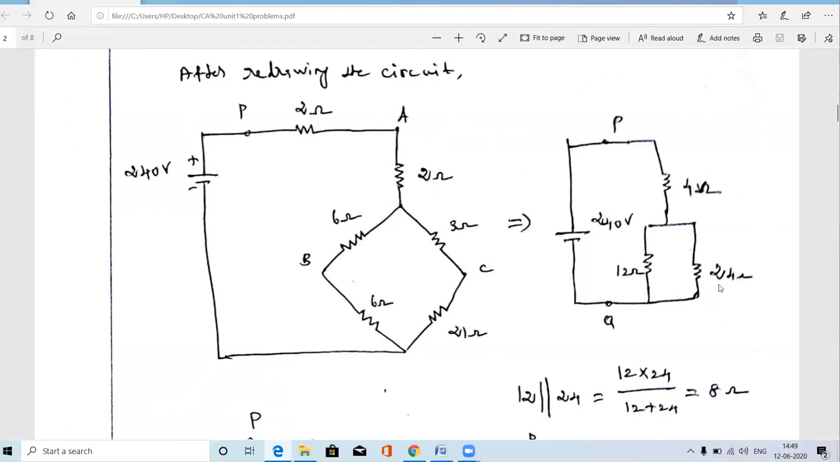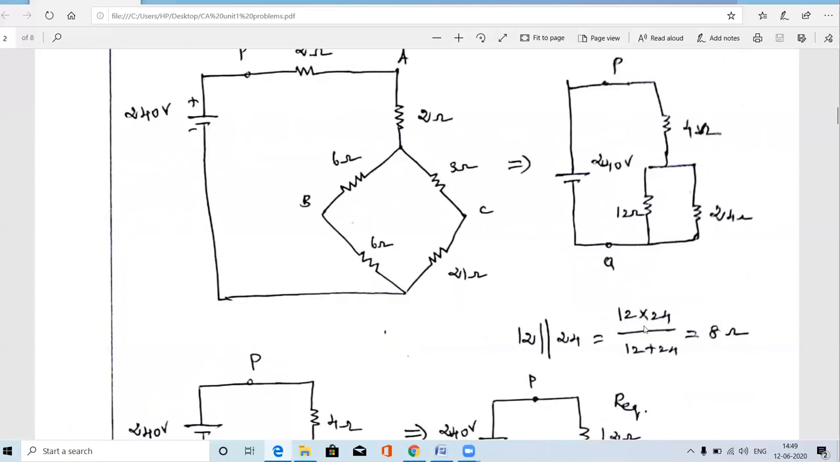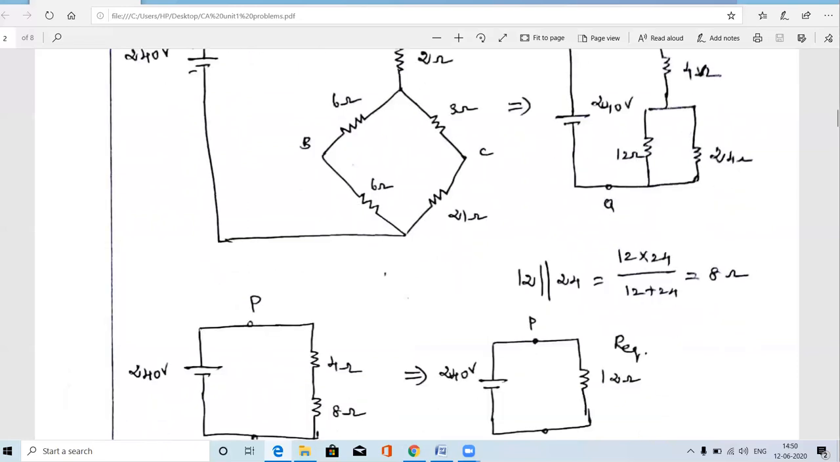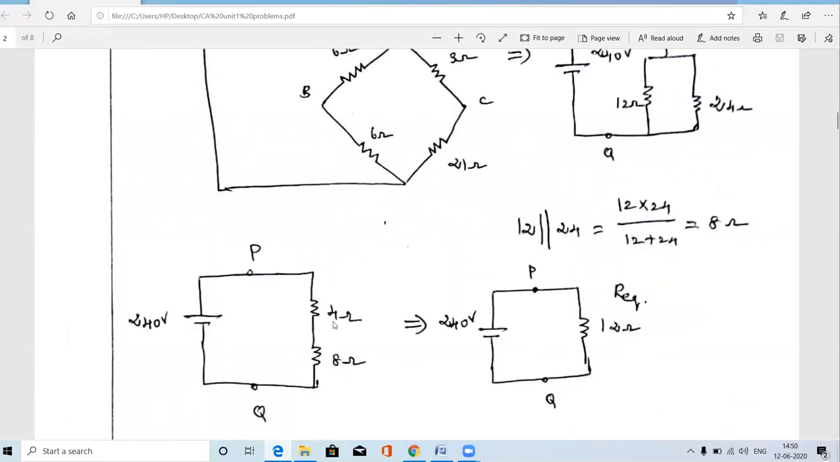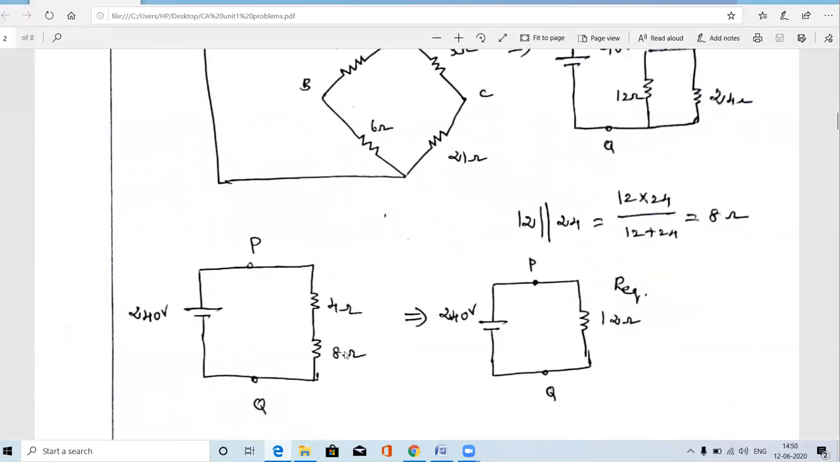Now you see this diagram. This 12 ohm and 24 ohm are connected in parallel combination. So we have to calculate the value of the parallel combination of 12 with 24. The answer is 8 ohms. So you just replace the parallel combination of these two by 8 ohms. Already 4 ohm is there. Now you see the 8 and 4 ohm are connected in series, so you just add. 8 plus 4, the answer is 12 ohms.